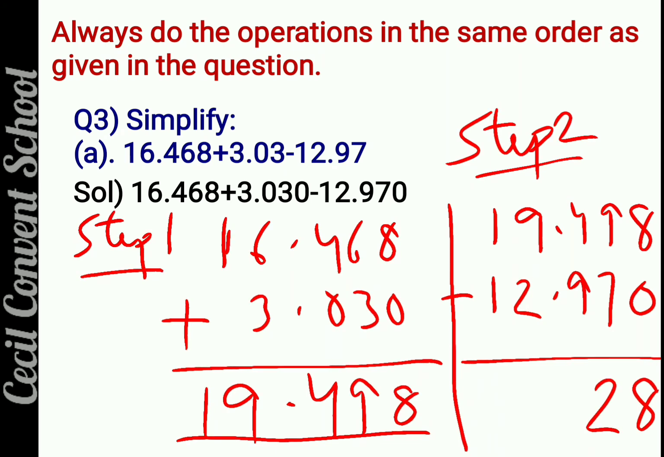Clear? Then from 4 we are not able to minus, so this 9 will become 8 and it becomes 14. 14 minus 9, it comes 5. 8 minus 2 is 6. Clear? And 1 minus 1 is 0. So this is your answer. Clear? Now we do B part.